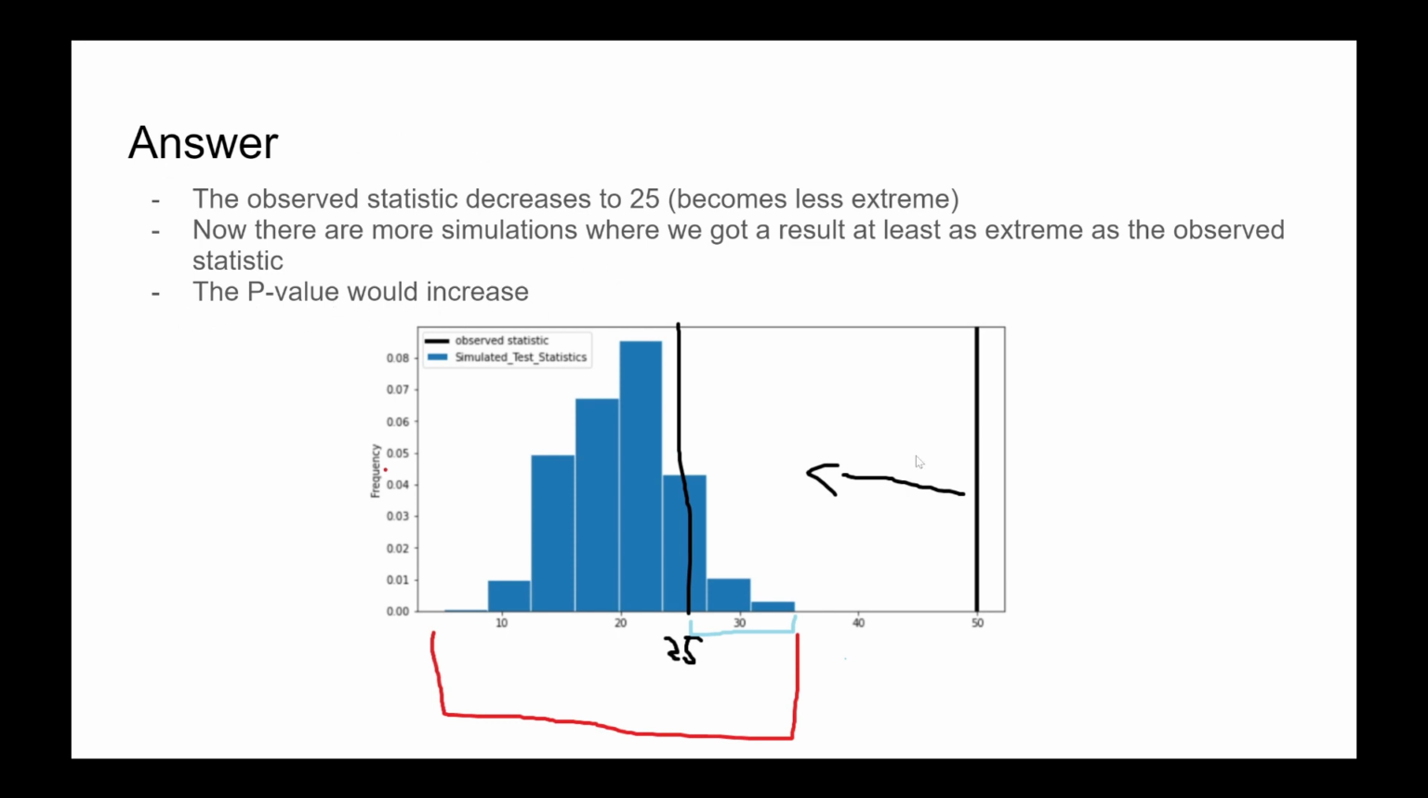So first, what happens is that the observed statistic decreases from 50 to 25, so we just move that over here. And now suddenly, there are more simulations where we got a result at least as extreme as the observed statistic. There are more simulations where we got more than 25 diamonds. And because of that, the p-value increases.